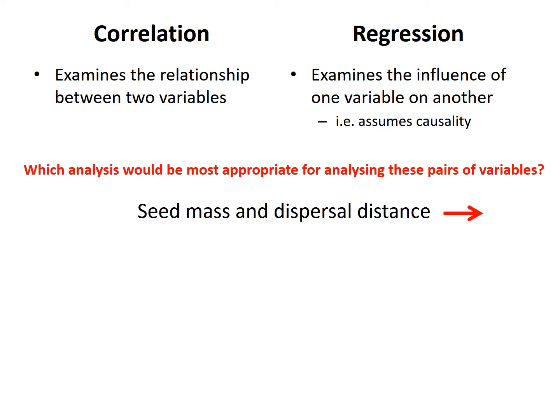But what we see is that this is better suited to a regression analysis. Why do I say that? Well, as we change seed mass, we can imagine that dispersal distance will change. However, if we move a bunch of seeds further from their parent plant, in other words, if we change dispersal distance, we're not going to change seed mass, right? So that is why there's causality here. Seed mass, we believe, is going to affect dispersal distance.